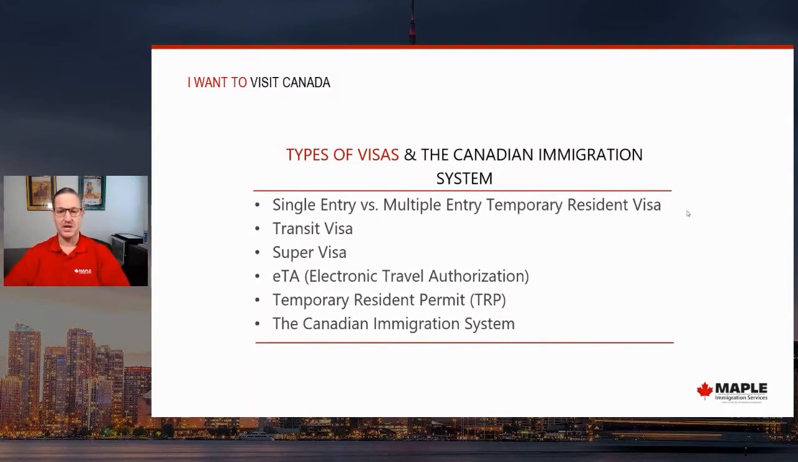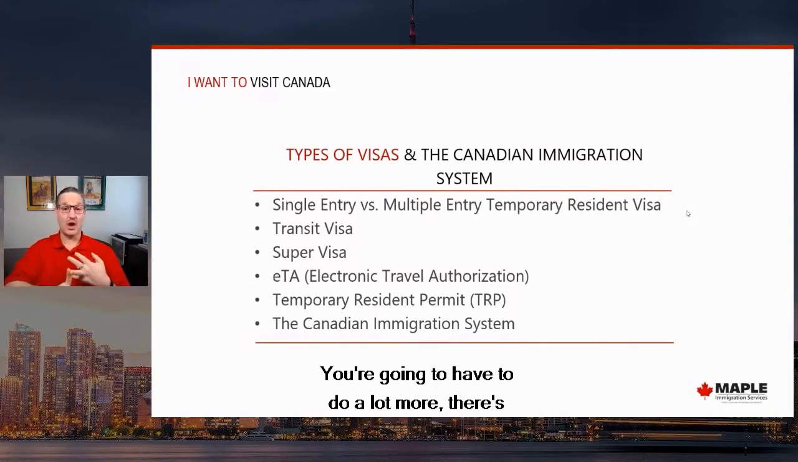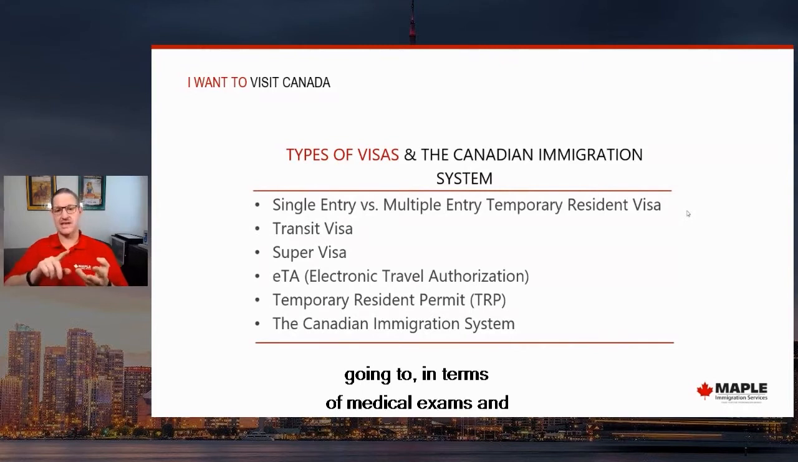whatever it might be. A transit visa is generally for somebody, I'm not going to spend a lot of time on that, but it's generally for somebody who's transiting through Canada. Super visas are basically TRVs, which allow you to come and stay for upwards of 2 years. However, we don't generally recommend super visas for the reason that it's no different than a TRV. You're going to have to do a lot more. There's going to be a lot more scrutiny. You're going to need good medical exams and financial documents and all of these different things.